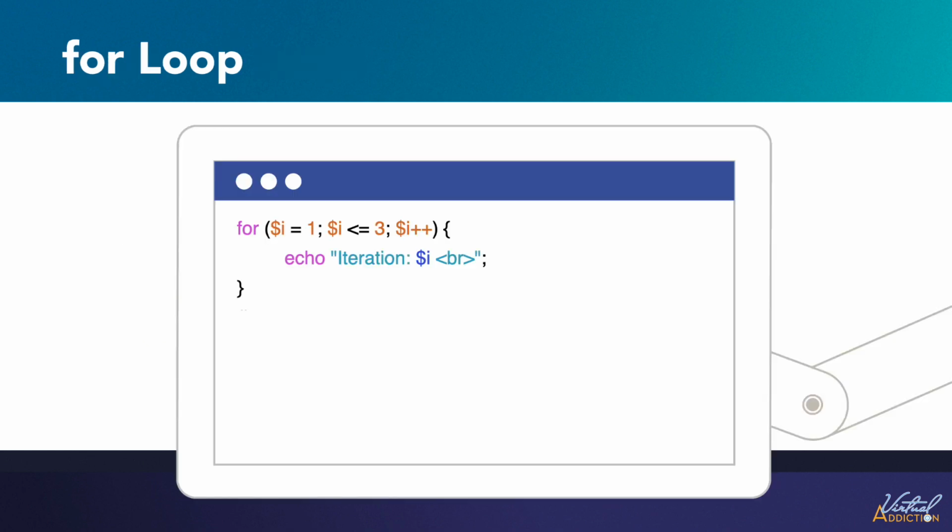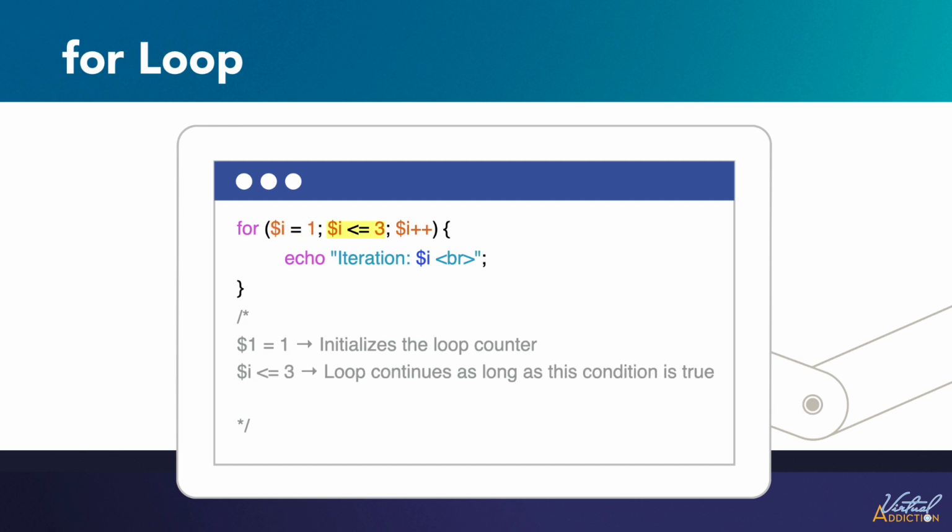Let's start off by looking at the for loop. As I mentioned, this loop is used when the number of iterations is known. This is an example of a for loop. The first part of the loop is where we do an initialization. We do this by specifying the variable $i set to 1. This is going to set up the loop by initializing the variable $i with a starting value of 1. In this case, we'll refer to the variable $i as the loop counter.